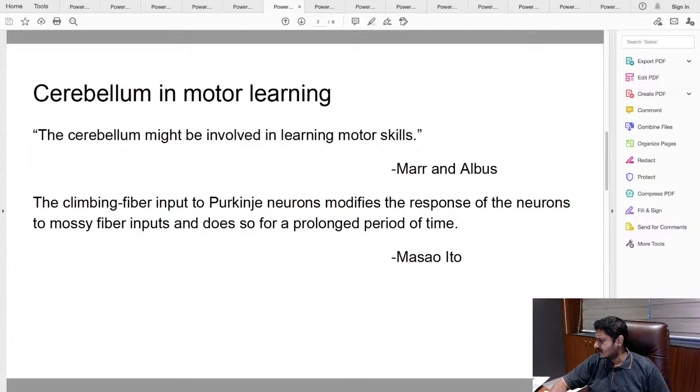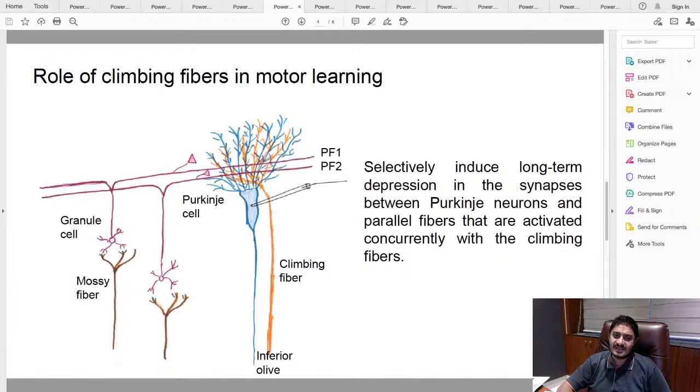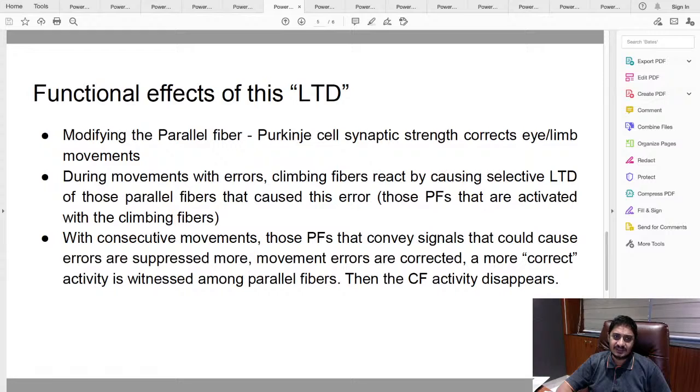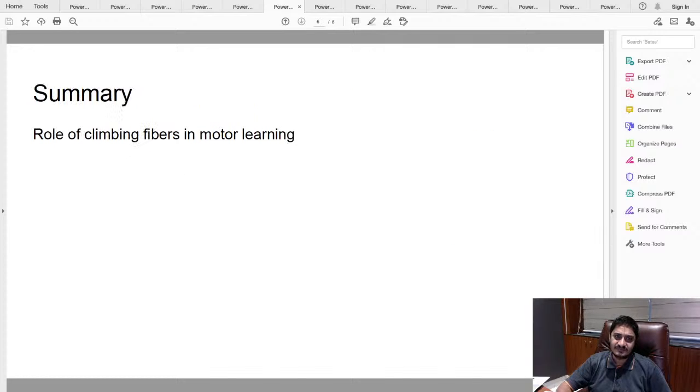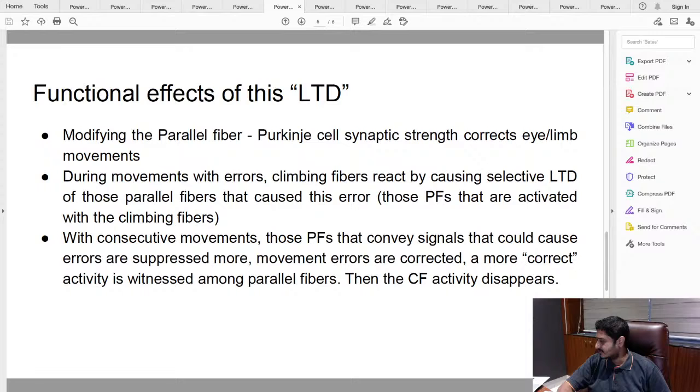Again, important contributions and hypotheses from Marr and Albus: the climbing fiber input to Purkinje neurons modifies the response of the neurons to mossy fiber inputs and does so for a relatively long period of time. An amount of long-term potentiation or depression helps you choose what to do, who to respond to, what to respond to. So in that sense, it is believed that the climbing fiber input may be acting as a teaching signal to the Purkinje cells as to how to react to the parallel fiber input. So which parallel fiber inputs to take seriously? By the way, this is important for all of us. We like to think about who to believe, who not to believe. We like to think that we know. Okay.